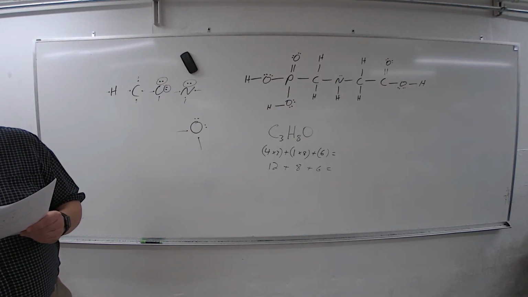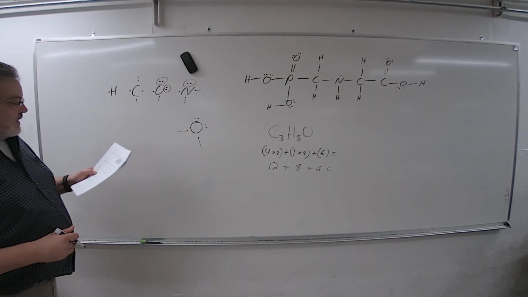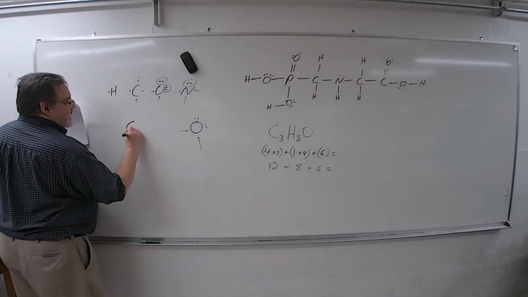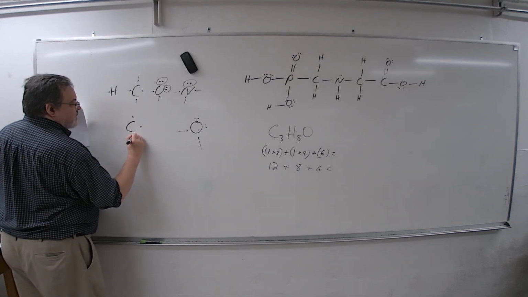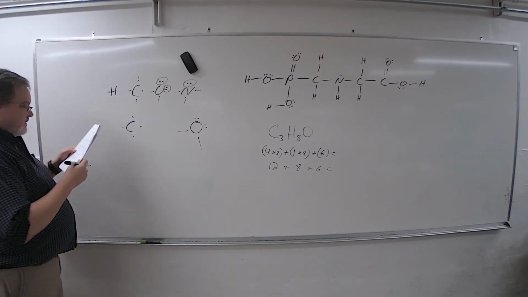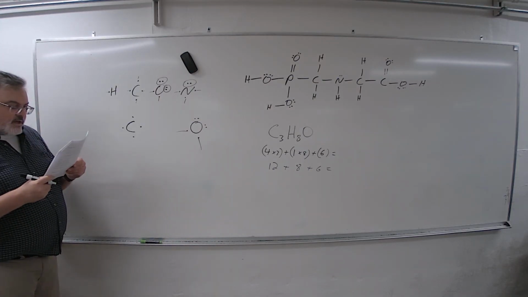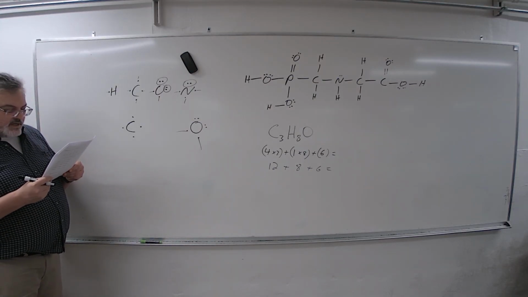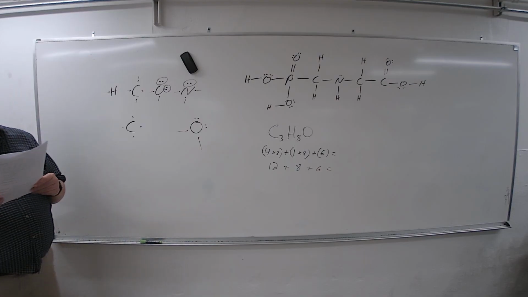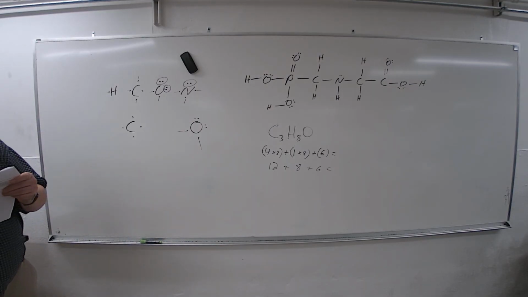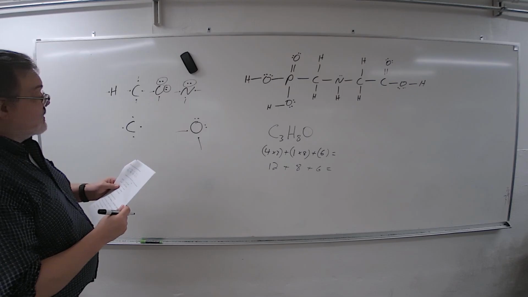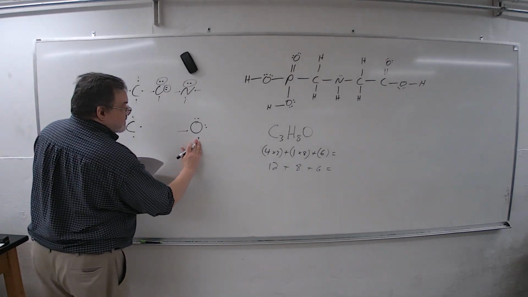How many for oxygen? There's 6. 12 plus 8 plus 6. Is that 26? So the answer should be B. Right. And I've got carbon up here for the next problem.